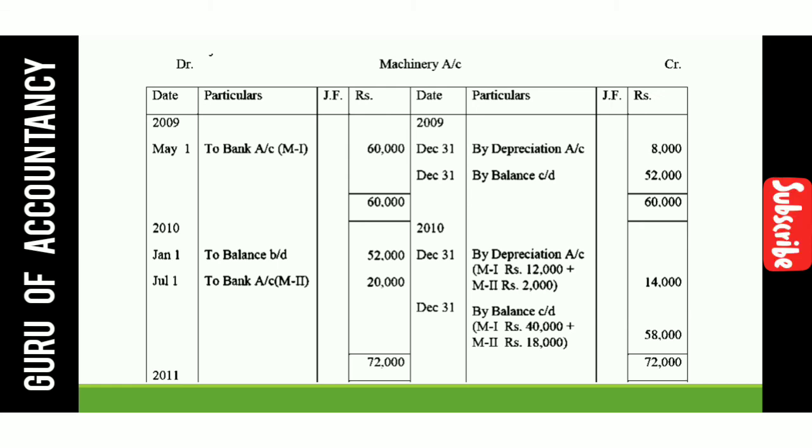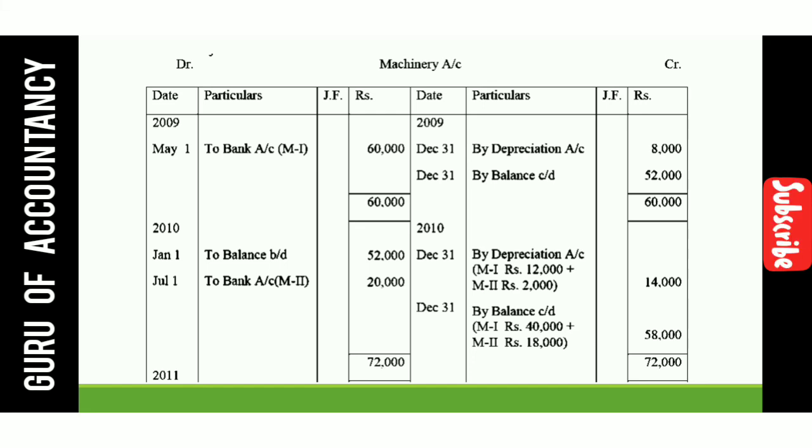So 2009 is over, we will close. So our balance is 52,000. That will be brought down to the 2010 debit side, January 1st, to balance brought down 52,000. Now in 2010 we purchased a second machinery of 20,000 on July 1st. So your entry would be machinery account debit to bank. So on the debit side you will write to bank, second machine, 20,000.